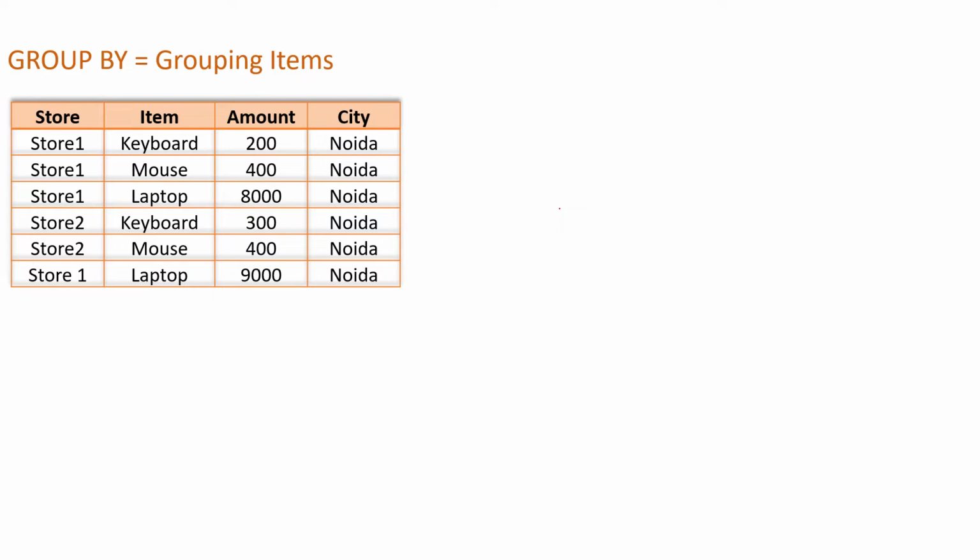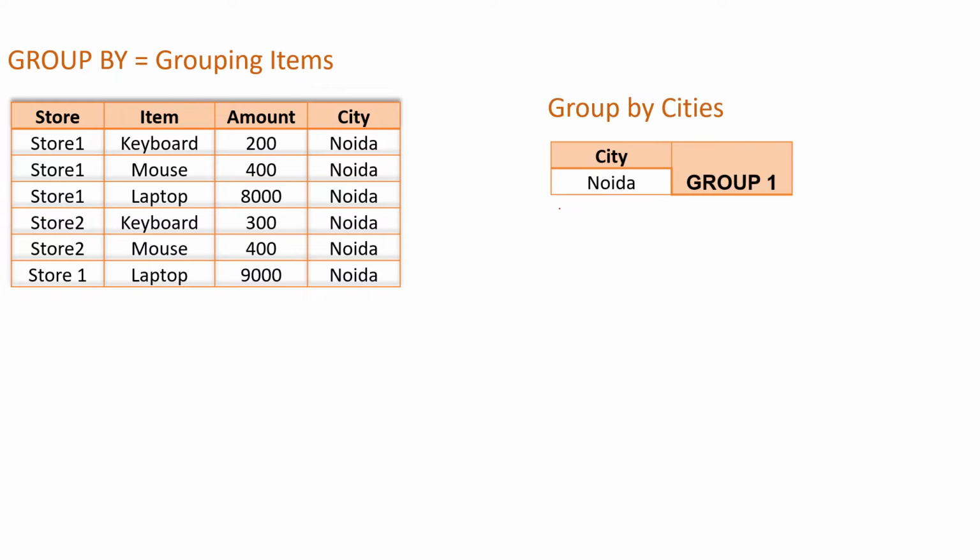Now we are going to see how we can create a group on a single column as well as multiple columns. So let's take the first example. In the first example, I have created a group on the city column. The city column has the same data in each and every row, so we can group the similar data. So Noida city will group into a single group.